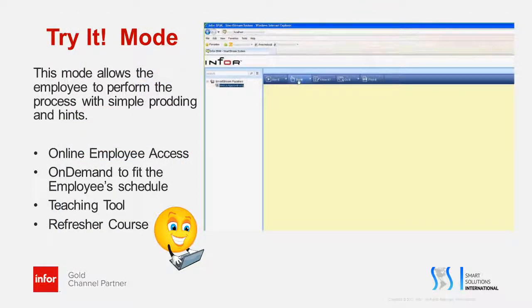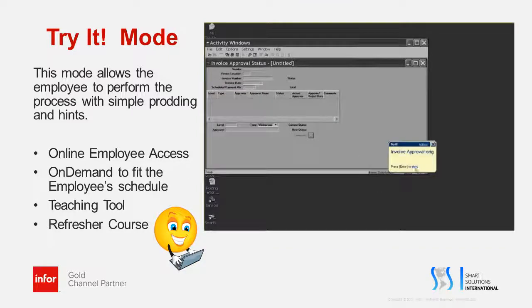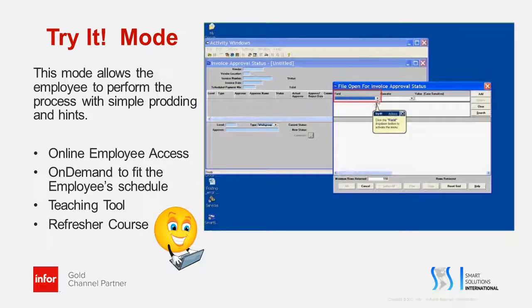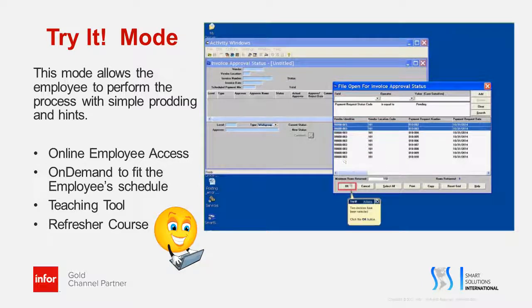Here we watch as an employee uses the Try It mode for the SmartStream Invoice Approval Process, and again, watch the bubbles for prompts and information. In this video, the employee is actually doing the data entry and the tabs. The bubbles will give them hints, and the bubbles will also correct them if they do something wrong.